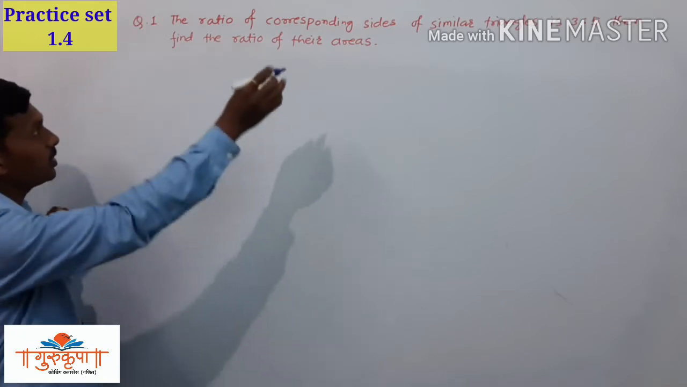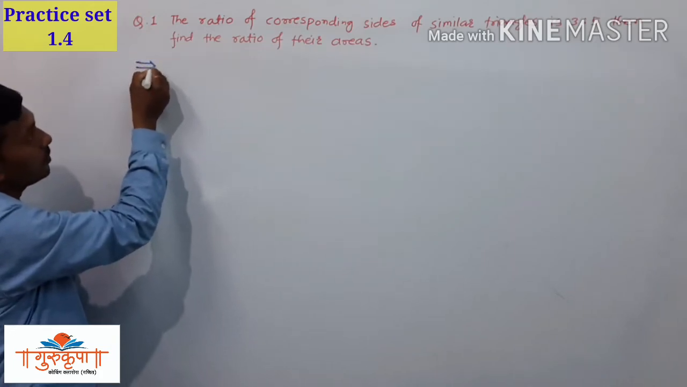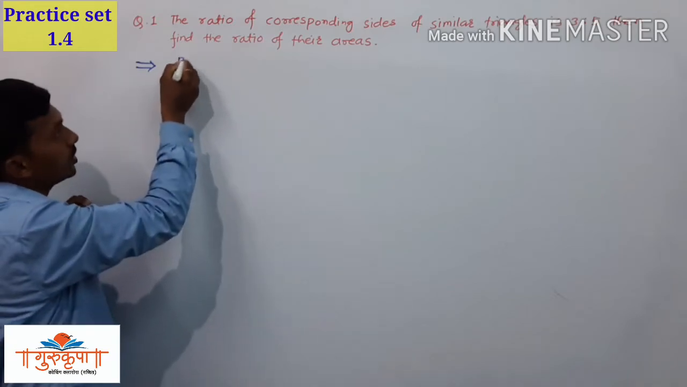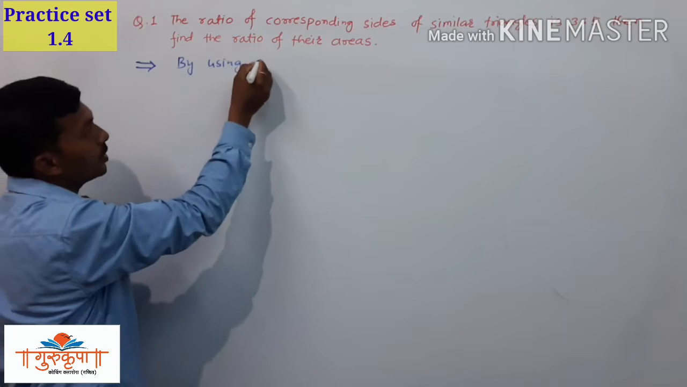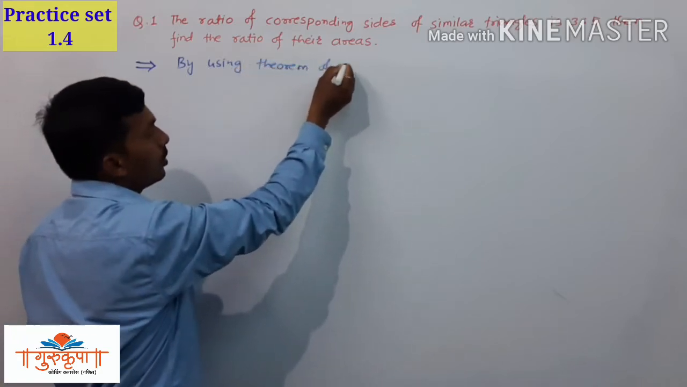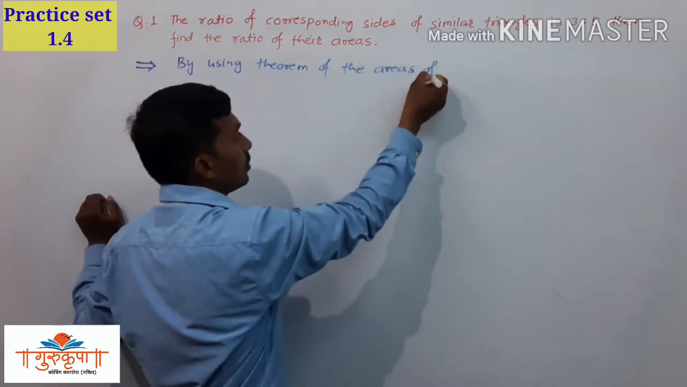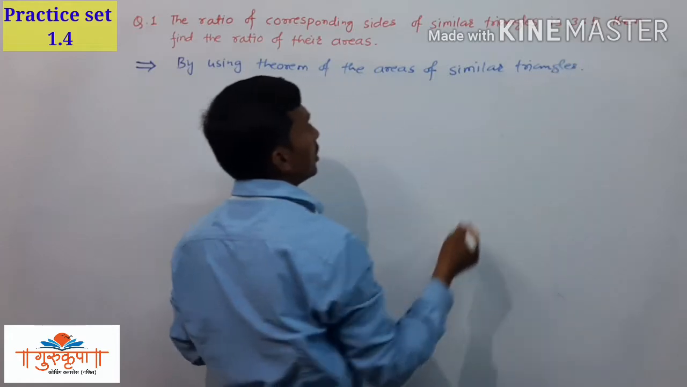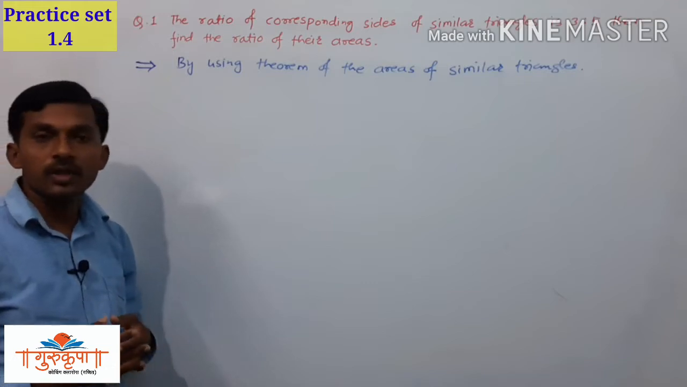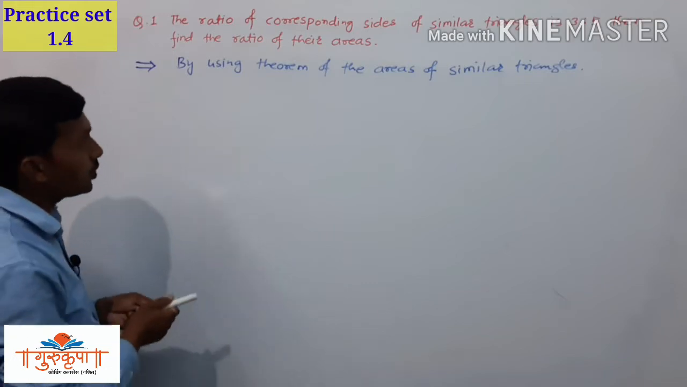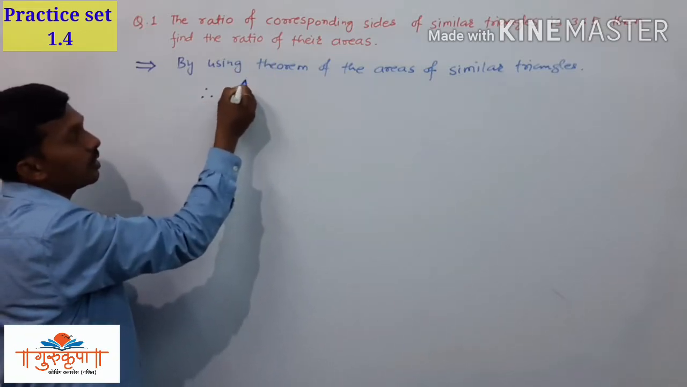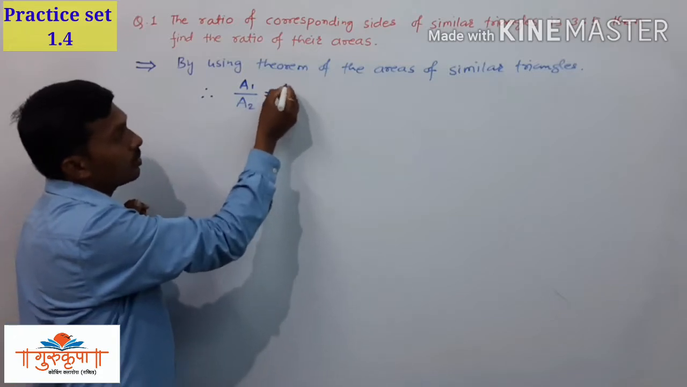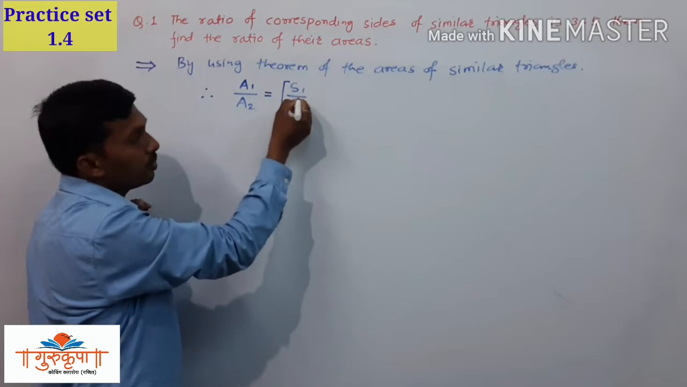Here two triangles are similar, that is given information. Since we have to use the theorem of the ratio of the areas of two similar triangles, here we can write, by using the theorem of the areas of the two similar triangles: if two triangles are similar to each other, then the ratio of the areas of those two triangles, that is A1 upon A2, the area of the first triangle and the area of the second triangle, is equal to (S1 upon S2) whole square.